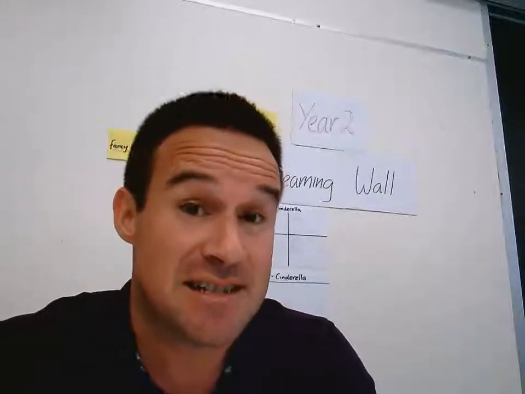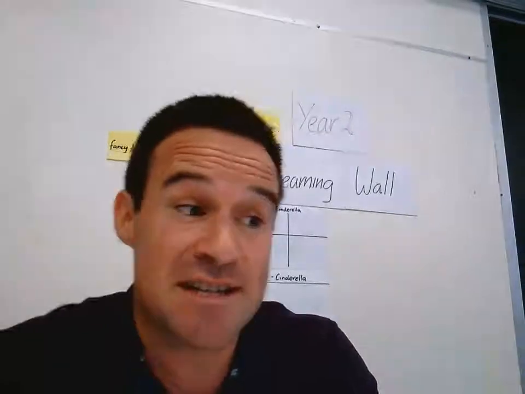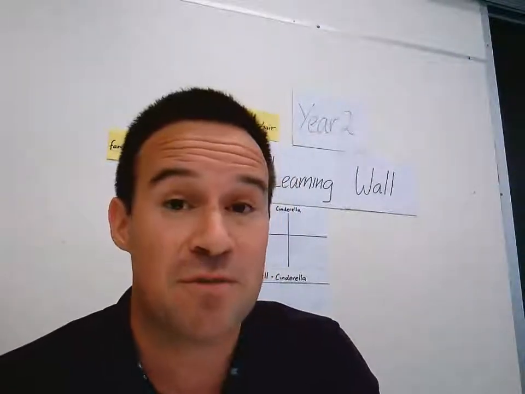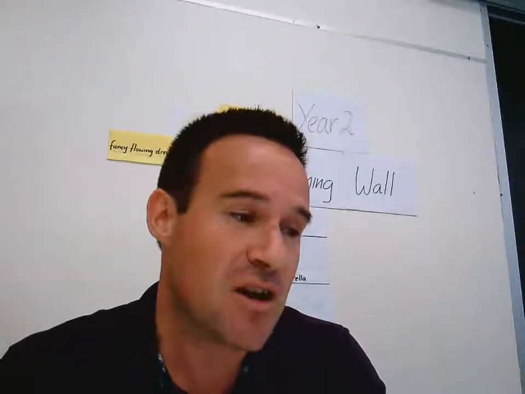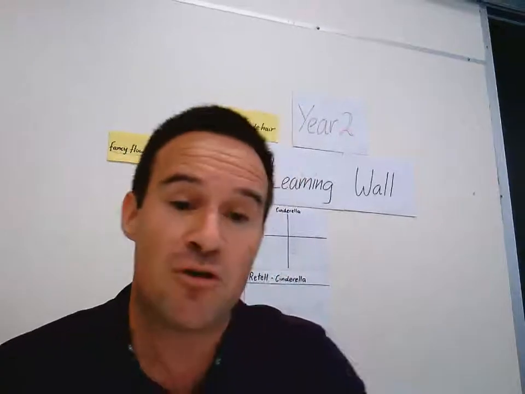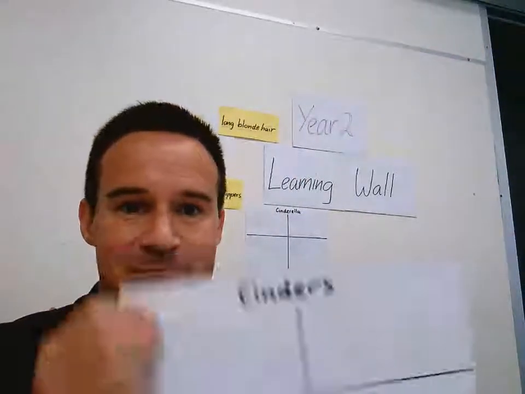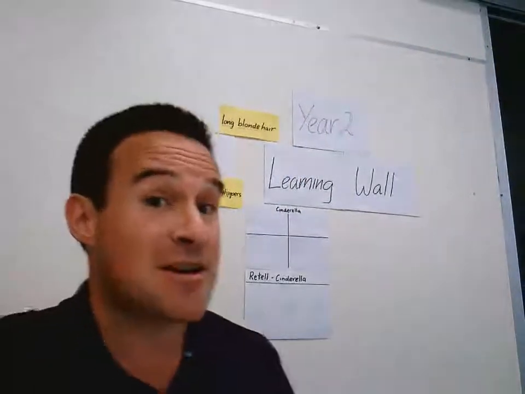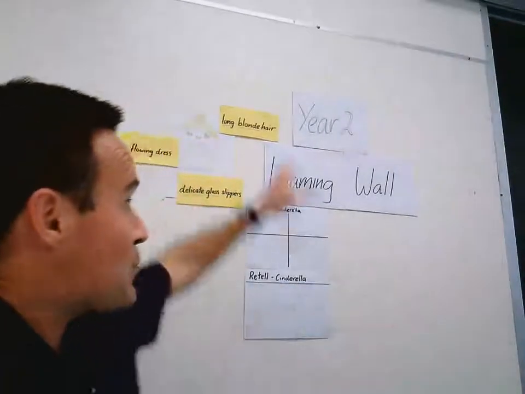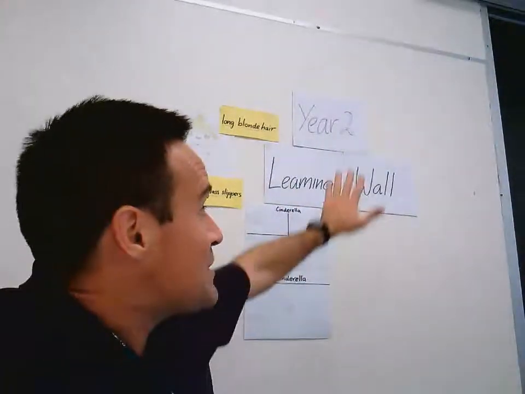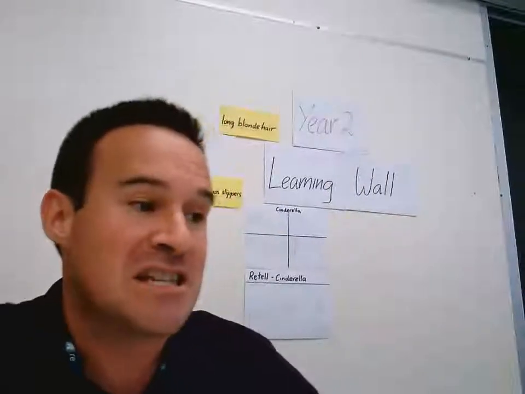This is Lesson 6, and our learning intention is to understand how language is used to represent characters. The success criteria is to create a character profile for Cinders. Last week we created our character profile and learning wall for Cinderella, and this week we'll be doing the same for Cinders from Cinders Rocks.